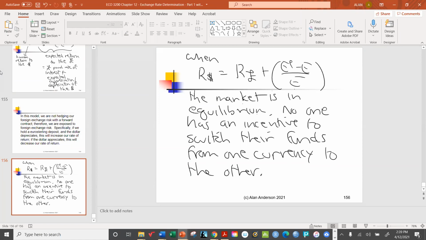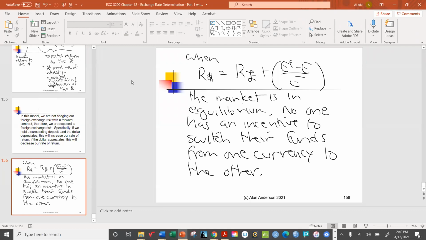And that's why we call it equilibrium, because everybody's happy. There's no incentive for anybody to shift funds around between the two currencies. And therefore, the exchange rate will stay where it is until something comes along and changes it. In other words, other outside factors could still come along and disturb this equilibrium. But right now, at this point, everything's fine. As far as investors are concerned, there's no reason for them to switch back and forth between the two currencies.